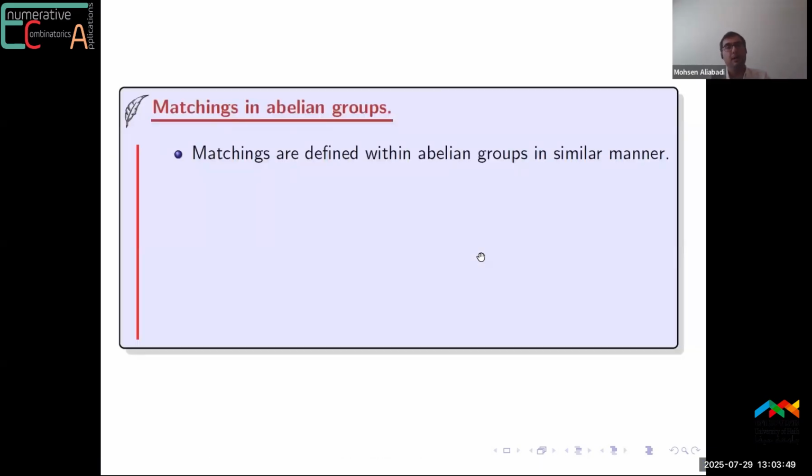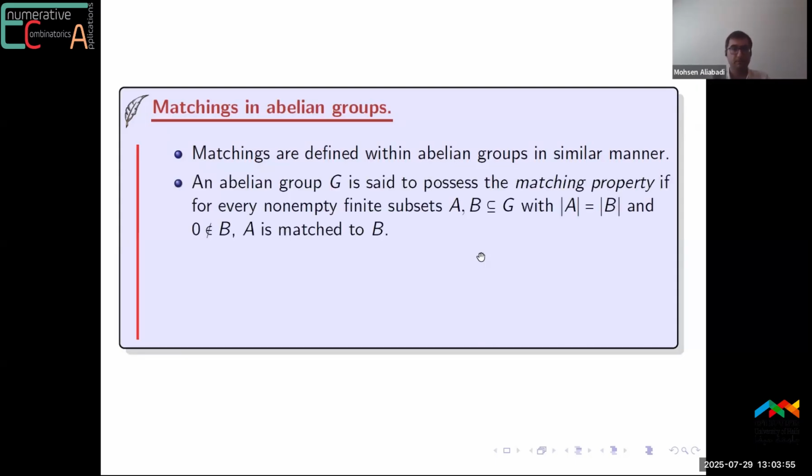And also in a similar manner, matchings can be formulated for a general abelian group. Here we define the matching property in the context of an abelian group. An abelian group G is said to have the matching property if for every two finite non-empty subsets A and B of G with two additional conditions, that A and B are of the same size and B does not contain the neutral element of the group, then A is matched to B. In this case, we say that our group G has the matching property.